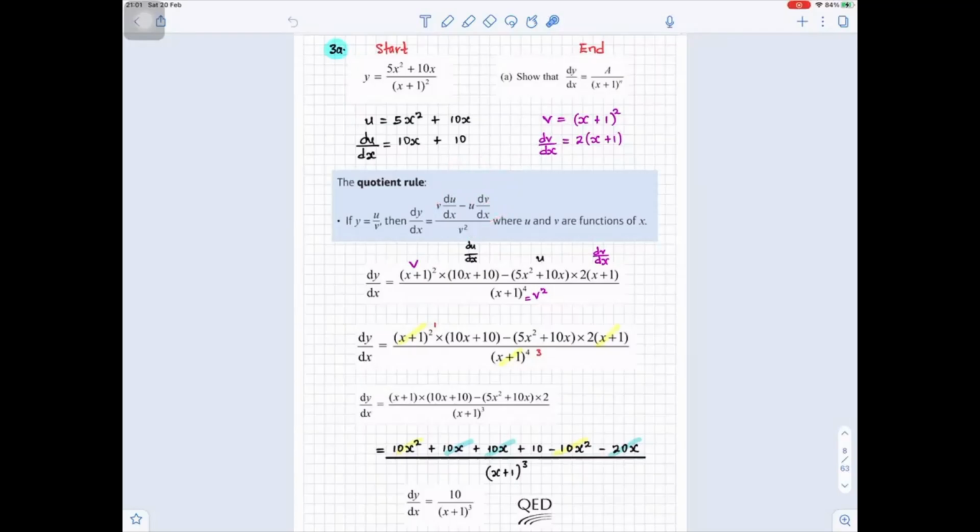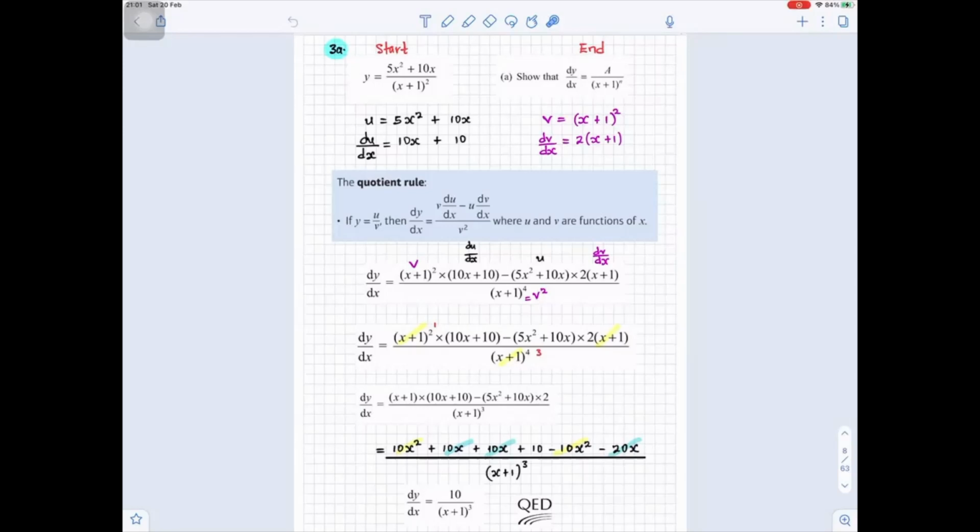We put them in the quotient rule formula. So that's v squared. We have here v at the bottom times du over dx, which is 10x plus 10. That's du over dx. Minus u, which is this one, times dv over dx, which is this one, all divided by v squared, which is that v squared.